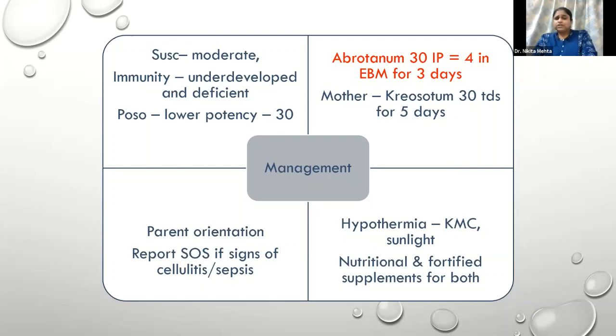Parents were oriented that in case the cellulitis increases or other signs of sepsis come up, they have to hospitalize the baby. For hypothermia, the mother was oriented about kangaroo mother care and was advised to expose the baby to sunlight. Nutritional and fortified supplements were given to both mother and baby.